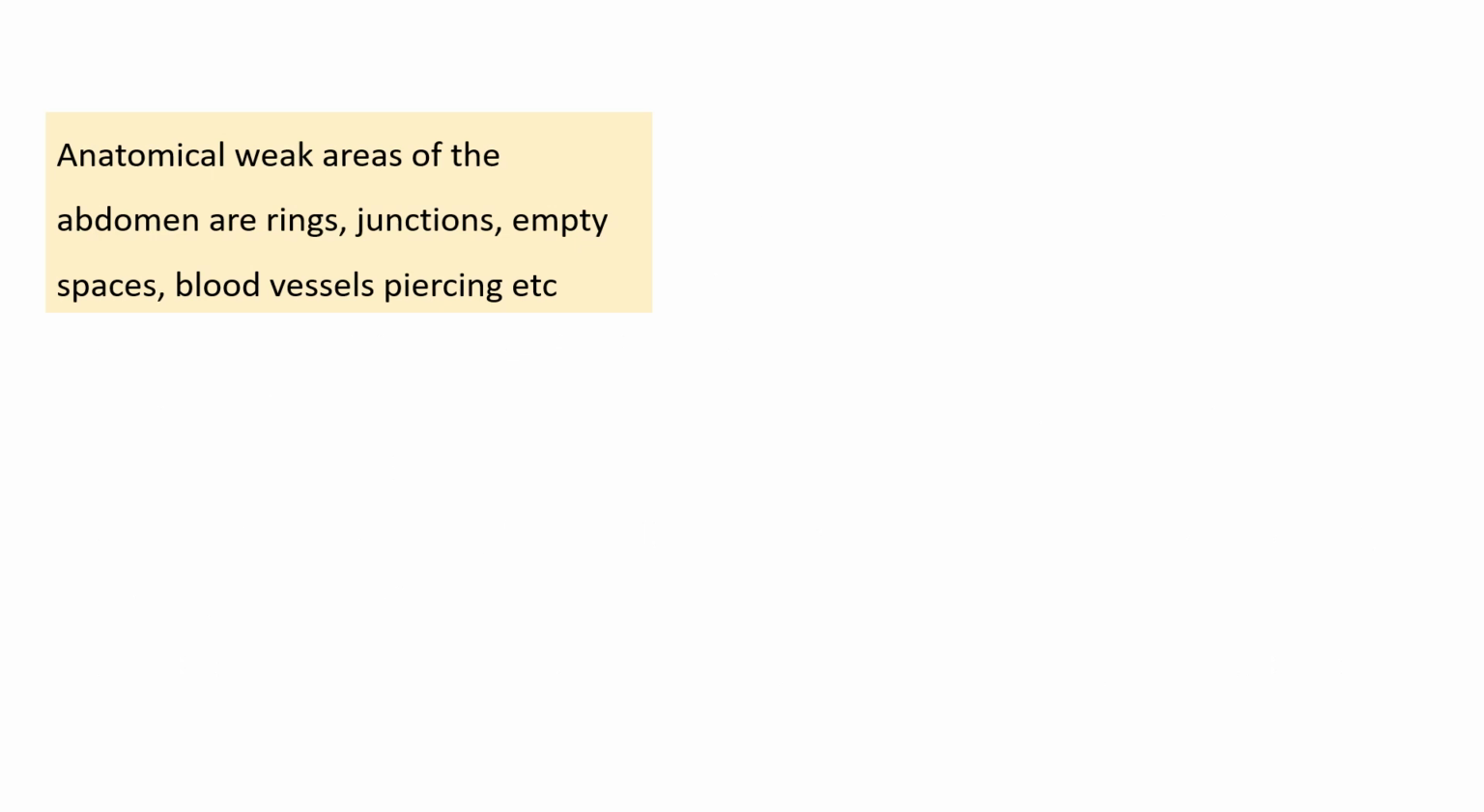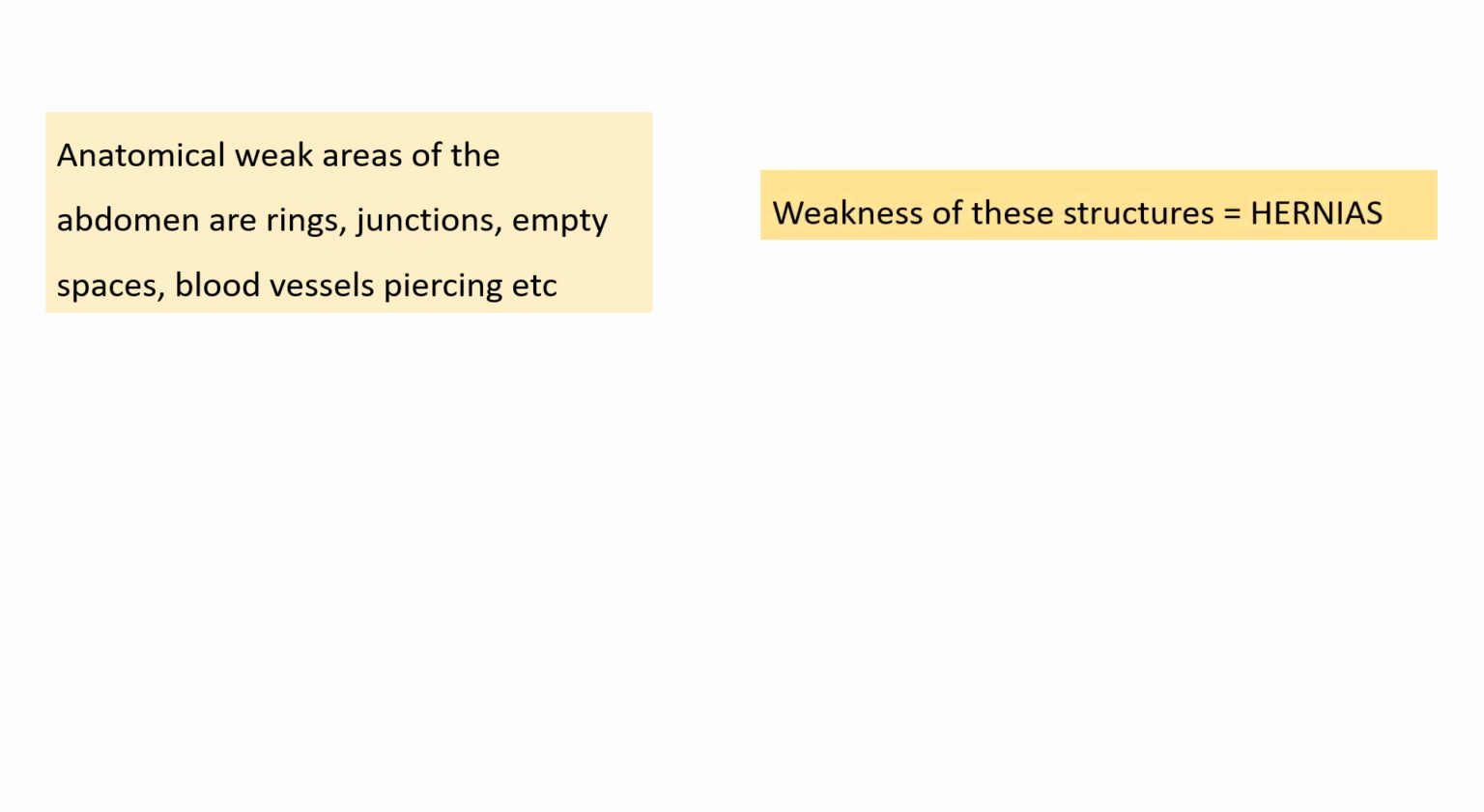So unless and until there is an emergency condition, abdominal surgeries are avoided. Anatomical weak areas of the abdomen are the rings, that is the superficial inguinal ring and deep inguinal ring, or the junctions, the empty spaces, as I mentioned, the inguinal canal. Apart from that, there are other spaces like the superficial inguinal space, all that. So they are all from the weak areas of the abdomen. And these weaknesses of the abdomen will lead to the conditions called hernia.